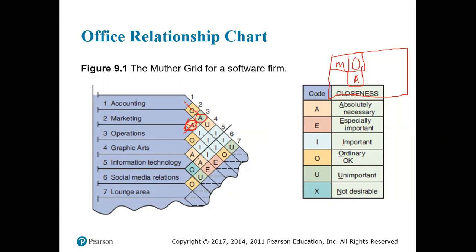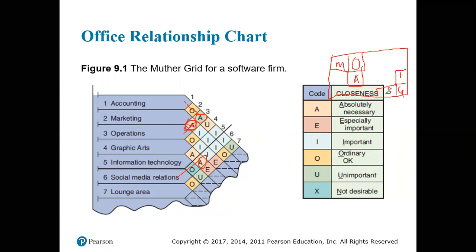So the next A I see is down here, where it says the guys in graphic arts should be near IT. So it could be that this is our graphic design department and I will have IT next to them. So they should be together. It also tells me here that our people in graphic arts should be near people in social media relations. So I'd have my social media team somewhere there. And that satisfies all the A's that I have here. I have all my A's right by each other as they should be.